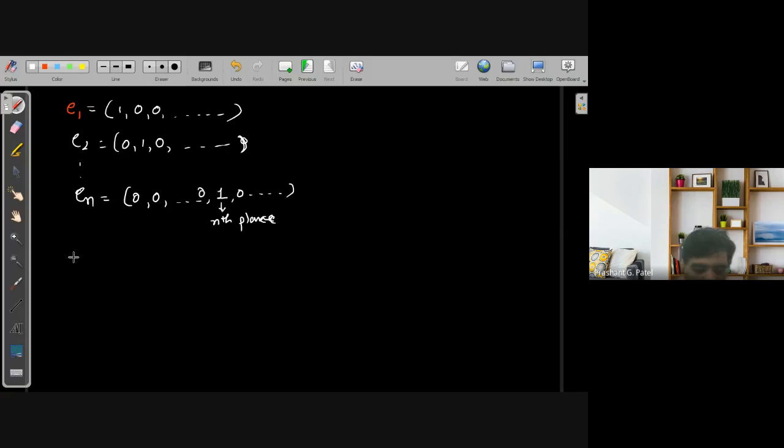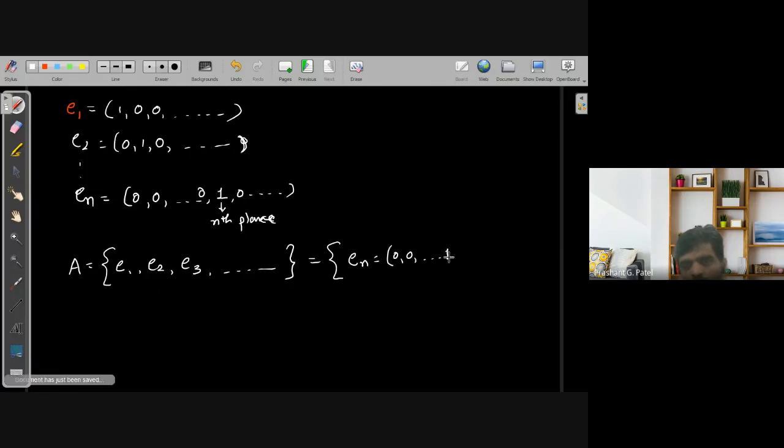Now I define a set A, which consists of this set of en: e1, e2, e3 and so on. First we need to prove that this A is a subset of the L2 space. I can write this A also as the set of en, which is 0, 0, 1 up to 0, where n belongs to the natural numbers.